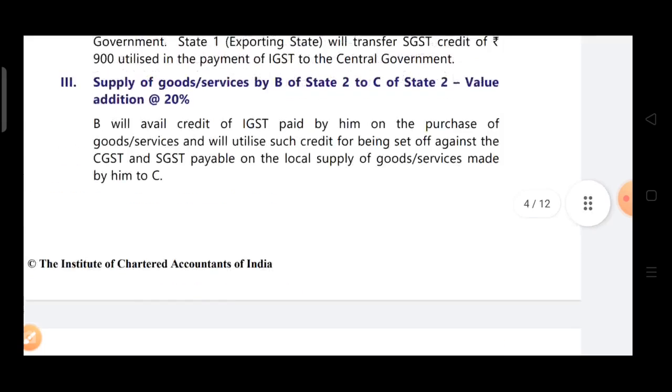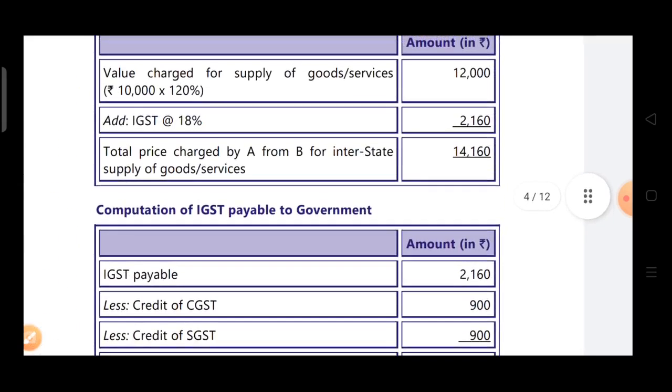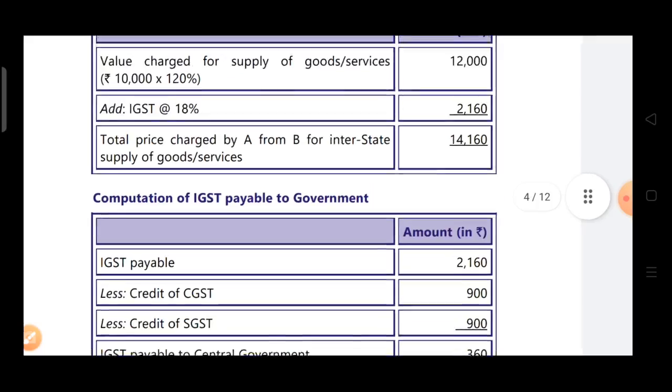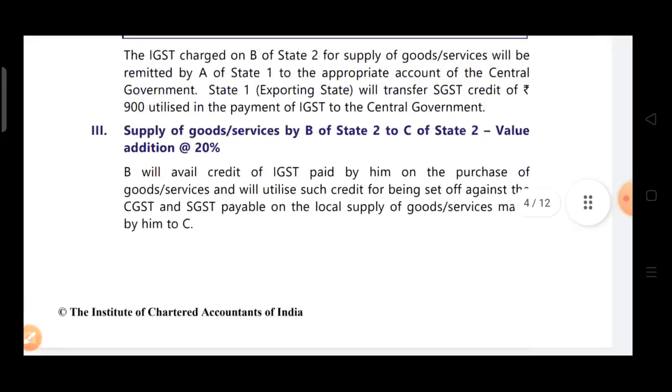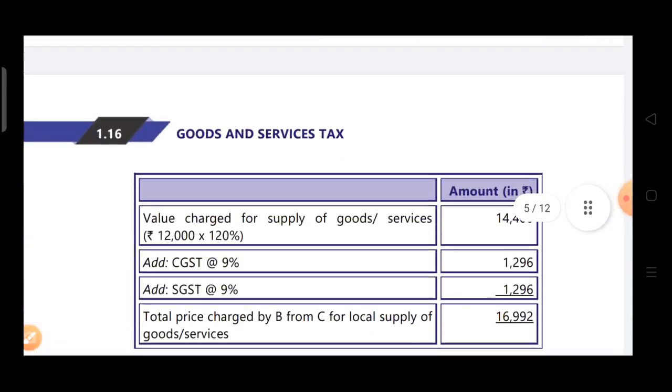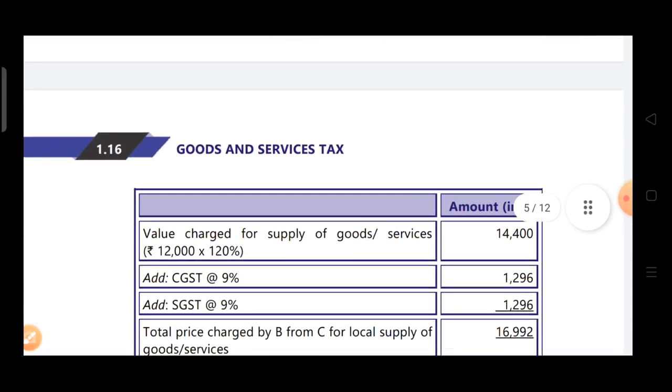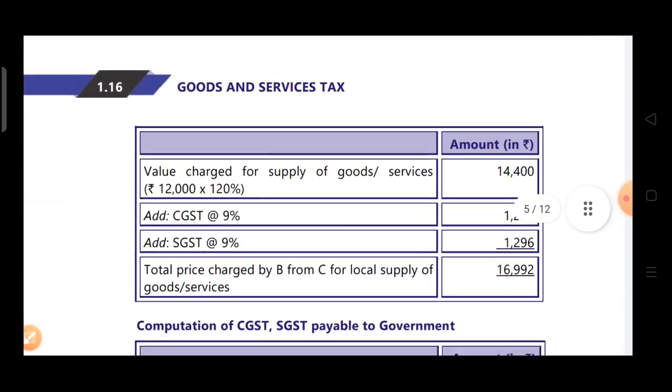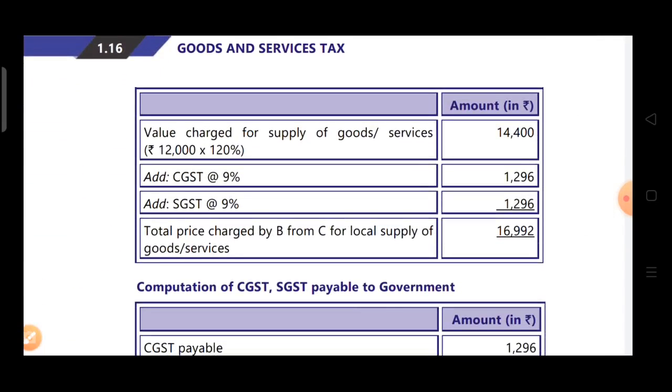Don't, by mistake, take this figure 14,160. We can't take this figure because then it will have double taxation. We have to take 12,000 because 14,160 is inclusive of taxes. So to remove this cascading effect, we'll take 12,000. Otherwise, we'll charge tax on tax. So the value comes to 12,000 into 120%, that comes to 14,400 as it is the local supply. So CGST and SGST at the rate of 9% each comes to 1296 each. So total price charged by B from C for local supply is 16,992.